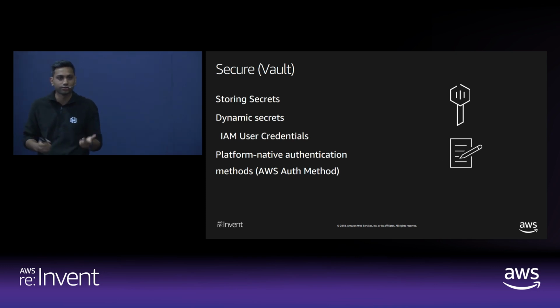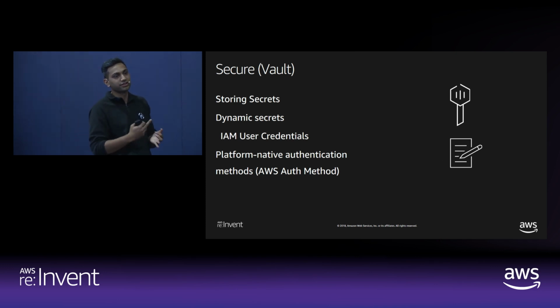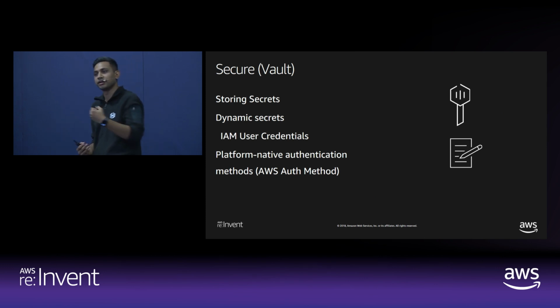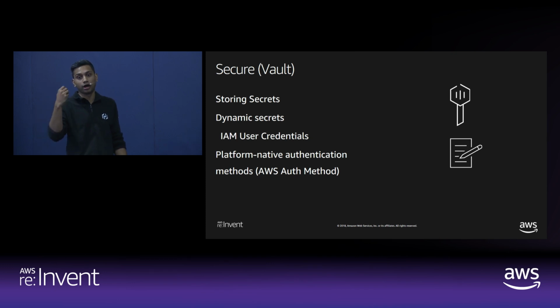So Vault is a security tool. It lets you store secrets, generate dynamic secrets, like IAM credentials. You can generate certs. You can treat it as a CA authority. You can generate intermediate certs, anything else you want. And then we also provide a platform-native authentication method that lets Amazon users auth against Vault using the Amazon principal, basically.